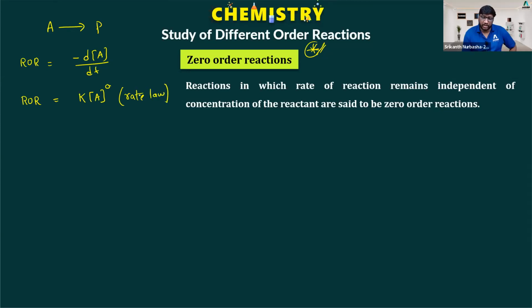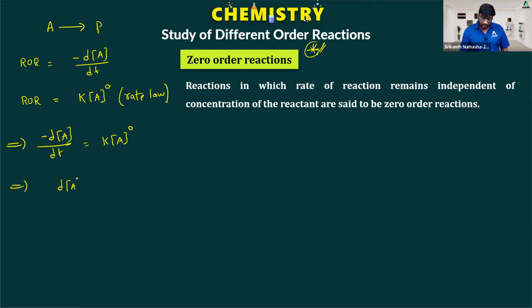This is from the rate law. From the rate law we can write: rate is equal to K into the concentration of reactant whole power order. If it is a zero order reaction, K into the concentration of A whole power 0. So I can club these two. Minus d concentration of A by dt is equal to K into the concentration of A whole power 0. This is nothing but the differential rate equation. So I can do the integration now.